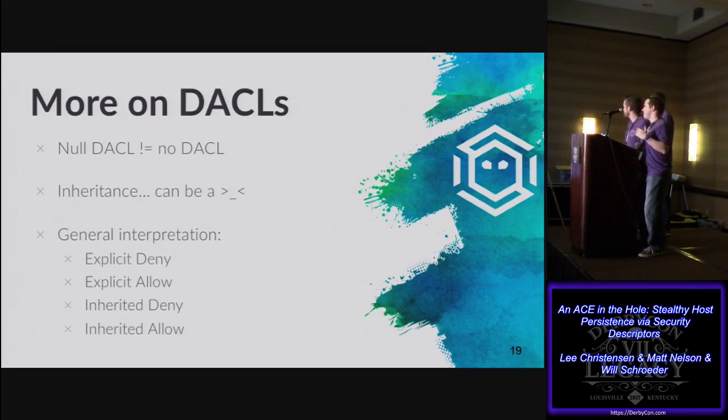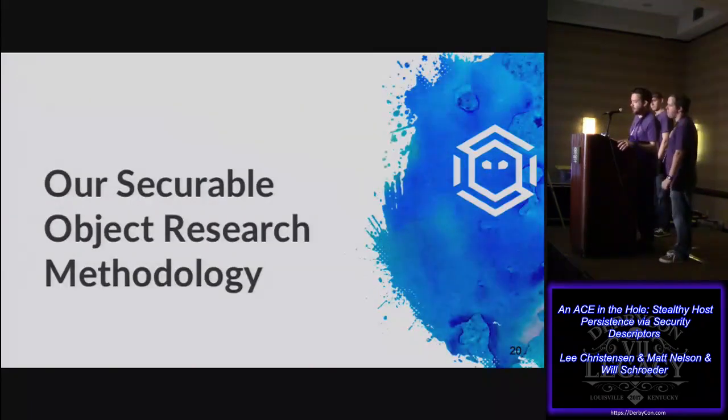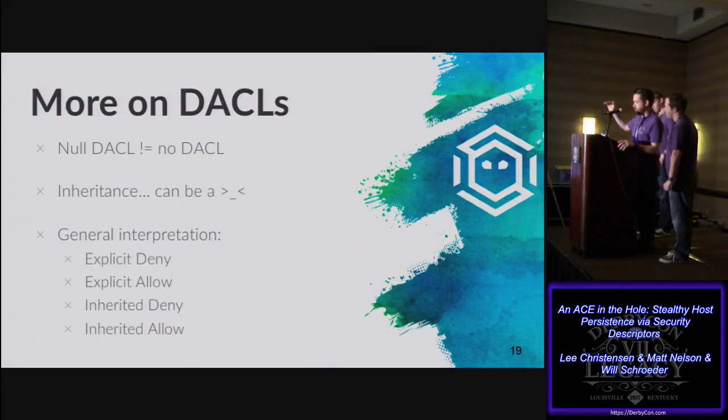And when you're talking about how the ACEs in a DACL are evaluated, that can also vary depending on the settings and the type of object. In general, they're evaluated in this order: explicit deny, explicit allow, inherited deny, and inherited allow. We're not going to dive into those specifics or corner cases, but just know that there might be some variances.